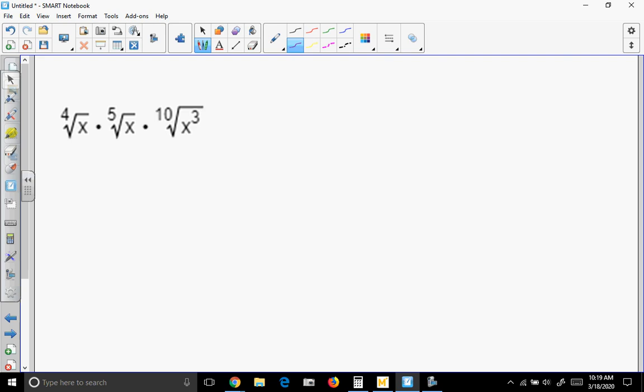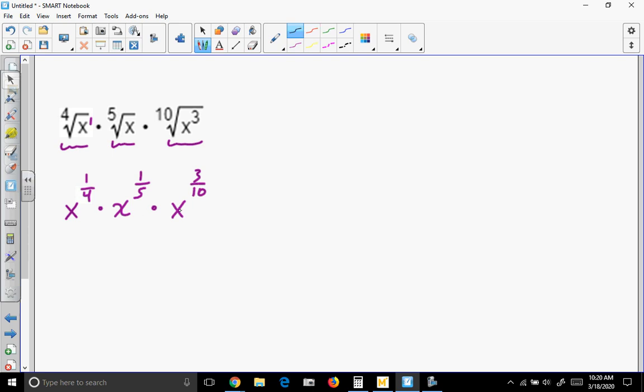But what we can do is turn each into x to a power, and then we can use our properties of exponents. That's x to the first power, over 4. For the next one, x is to the first power, and we're taking the fifth root. And for the third one, x is to the third power, and we're taking the 10th root.